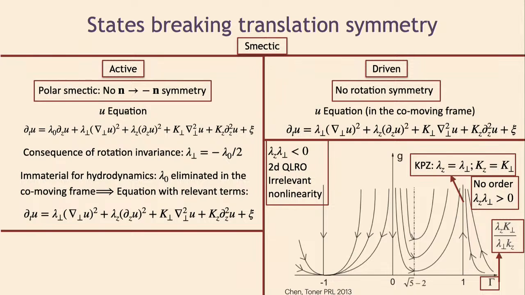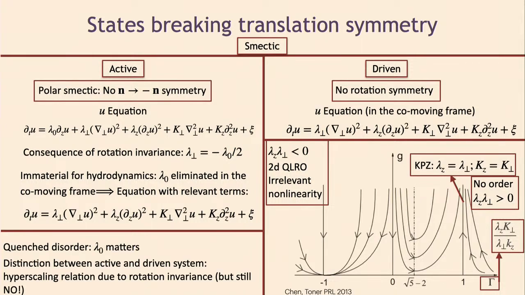If I have a quenched disorder in the system, if this xi here is not an annealed noise but a quenched noise, then I cannot do that rescaling. This rescaling depends on there being a convenient delta function in the correlation of this noise. So if I cannot do that rescaling, what happens? Then is an active and a driven smectic distinct in the presence of quenched disorder?